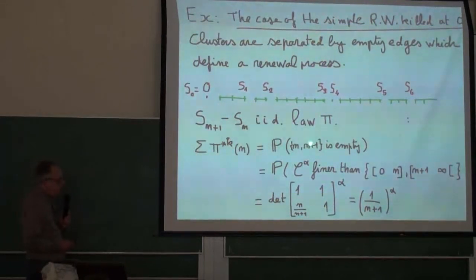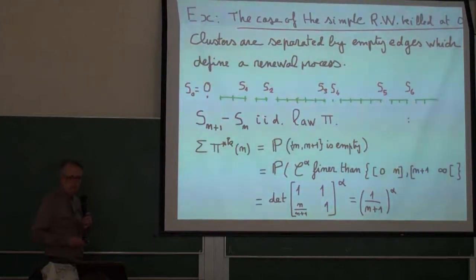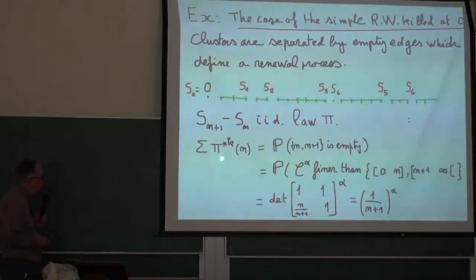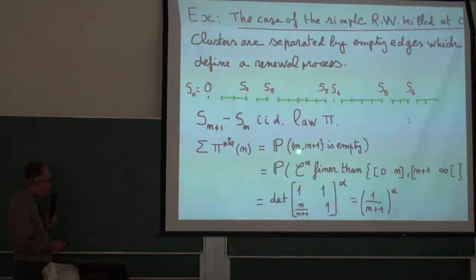But then you can say that the law is degenerate and that pi is carried by infinity. See? So then there is an easy calculation because, well, you look at the probability that one edge given between n and n plus 1 is empty, and it has to be that it is in this set. So this gives you this equation with a convolution, k-fold convolution of pi, because you have a renewal process.